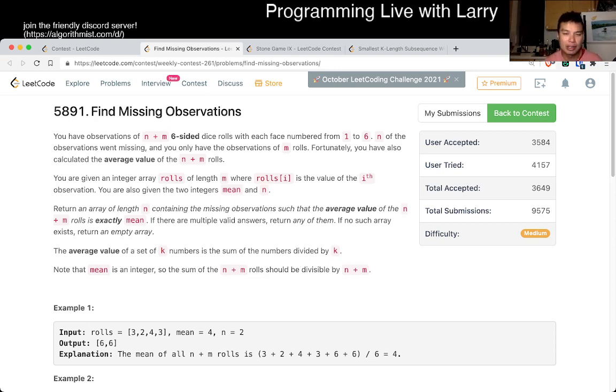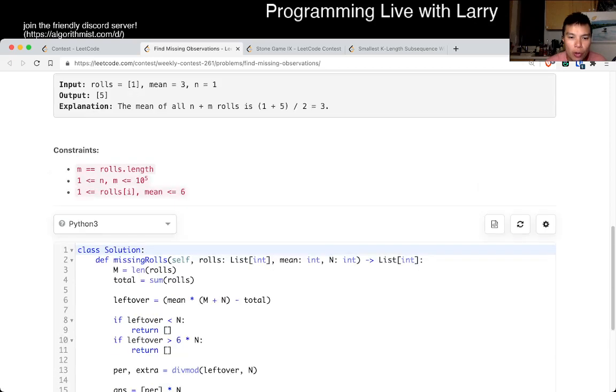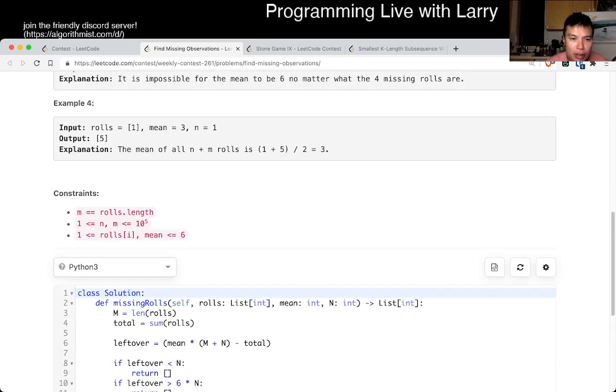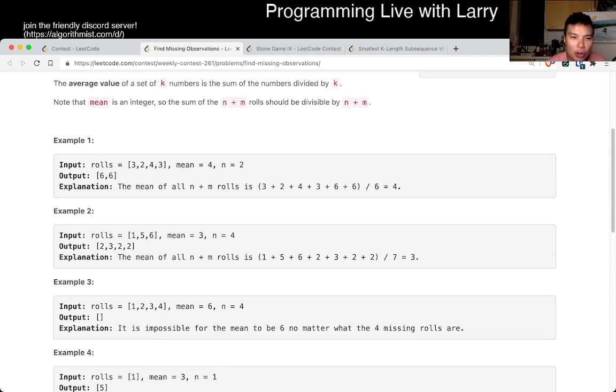The way that I did it is just by breaking it out. You know the total of n plus m rows, and you know the total of the m rows, so now you know the total of the n rows, right? These are just basic math. If you have trouble with that, slow down.